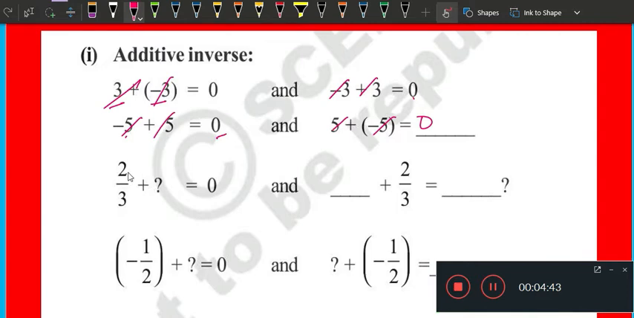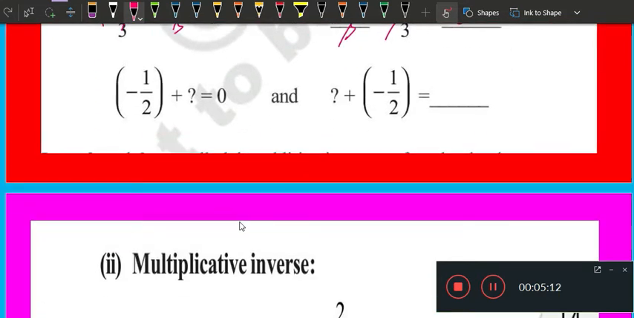What should be here? 2 by 3 means plus 2 by 3, so here it should be minus 2 by 3. Plus 2 by 3 minus 2 by 3 equals 0. Here also minus 2 by 3 plus 2 by 3 becomes 0. Minus 1 by 2 plus 1 by 2 becomes 0. Plus 1 by 2 minus 1 by 2 becomes 0.